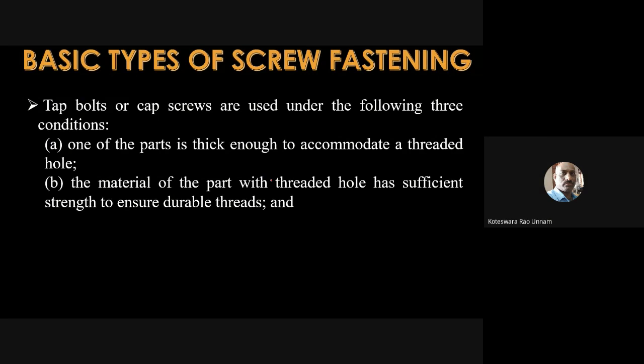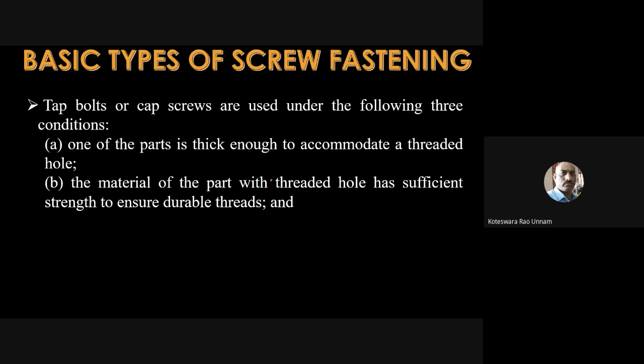Then the second condition: the material of the part with the threaded hole has sufficient strength to ensure durable threads. That means if the material we are using for the threading is weak, then your threads wear out very easily, like I told in the previous case. Whatever conditions you chose for the through bolt, if they are opposite, then only you can go for the tap bolt. You can see that the first 2 conditions seen in the through bolt are now opposite. There we are going for thin plates; now these are used for thick plates.